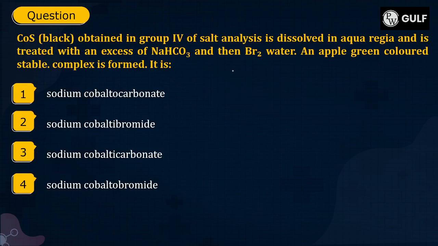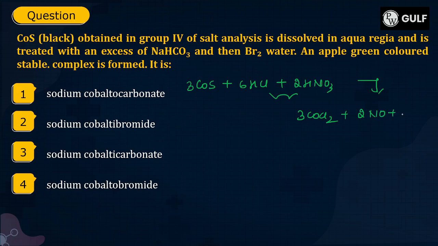CoS is obtained in group 4 of salt analysis, is dissolved in aqua regia and is treated with excess of NaHCO3. So it is going to be nothing but 3 CoS plus 6 HCl plus 2 HNO3. This is treating with aqua regia, beta. It is giving us 3 CoCl2 plus 2 NO plus 3 S plus 4 H2O. This is cobalt chloride.